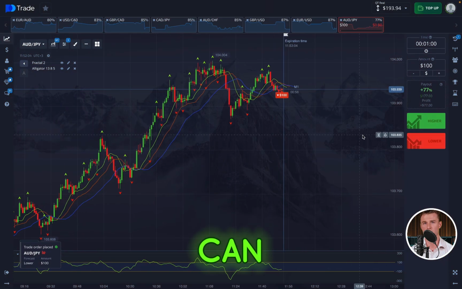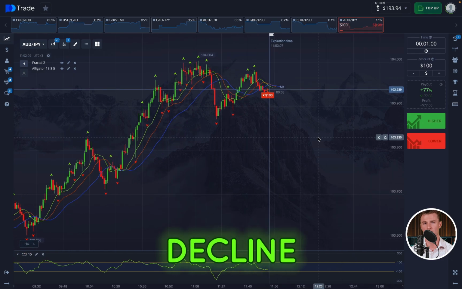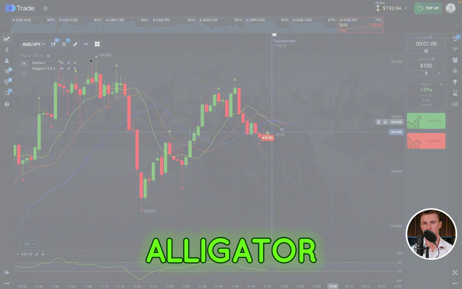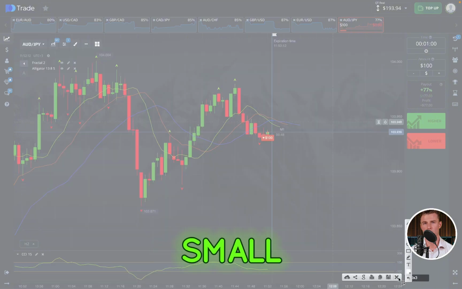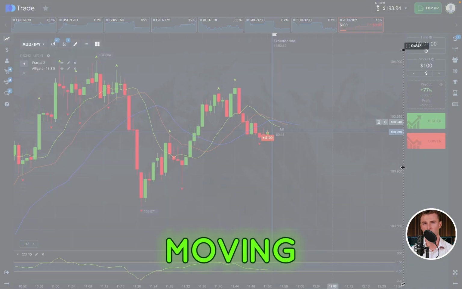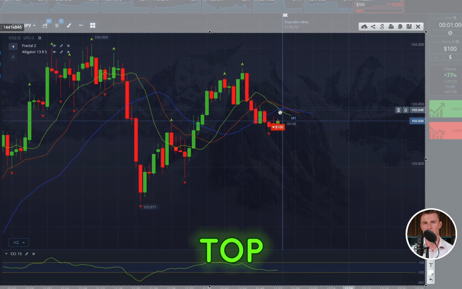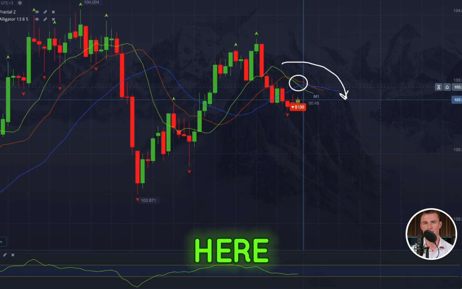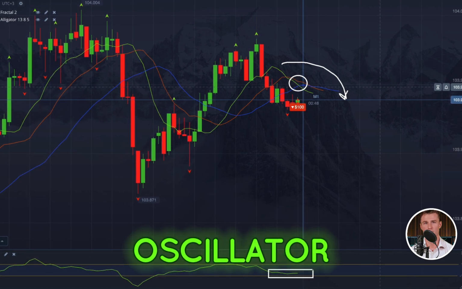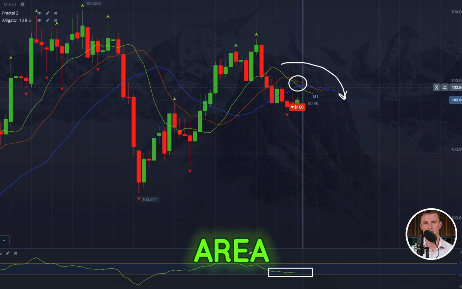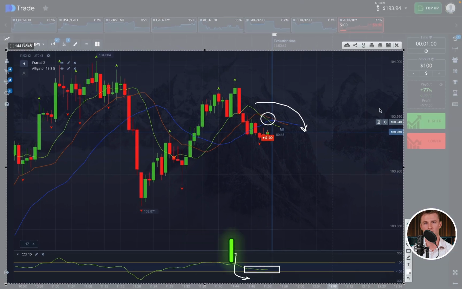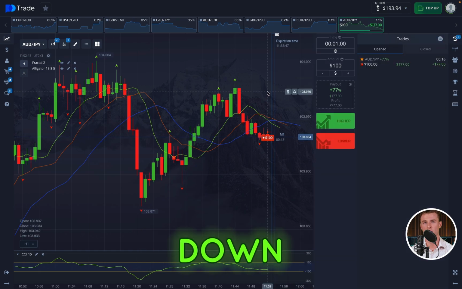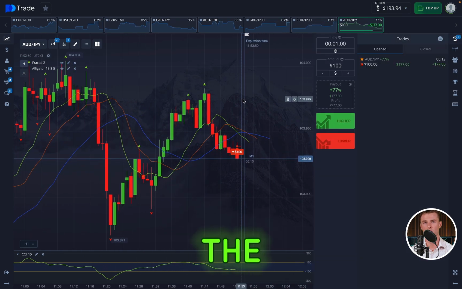In fact, here you can open a deal on the price decline. I am oriented here on the moving lines of the alligator, including here I observe a small crossing of the moving lines from top to bottom. Despite the fact that the local minimum is being updated here, the moving line on the oscillator has not touched the oversold area yet. So in this case, I conclude that we can go down. So I open a trade on the downside.